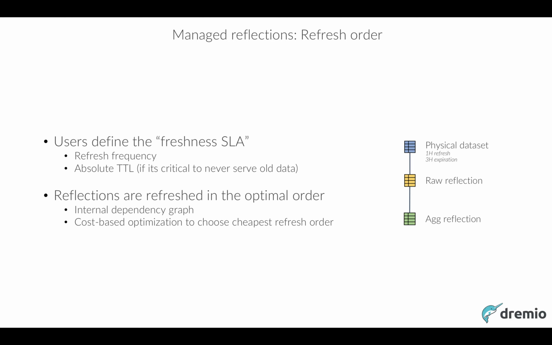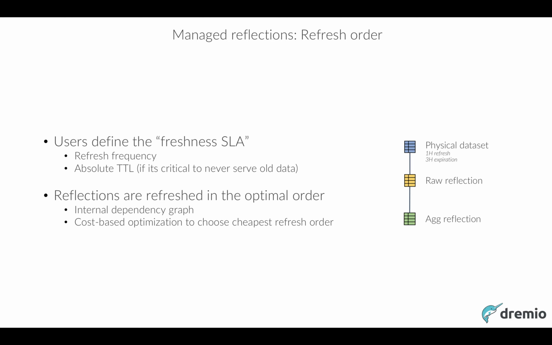So there's a lot to cover here in terms of managed reflections as well. One thing we didn't mention is there's a refresh order in which these reflections get refreshed, and so sometimes it's beneficial to, for example, first update the raw reflection, and then if there's an aggregation reflection as well, update that based on the raw reflection rather than utilizing the source data.